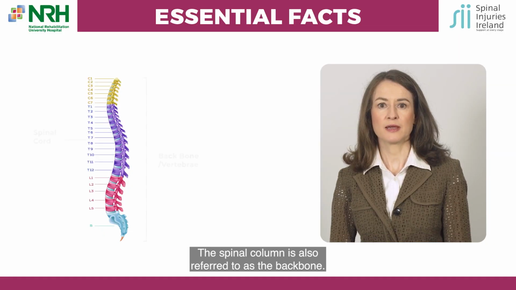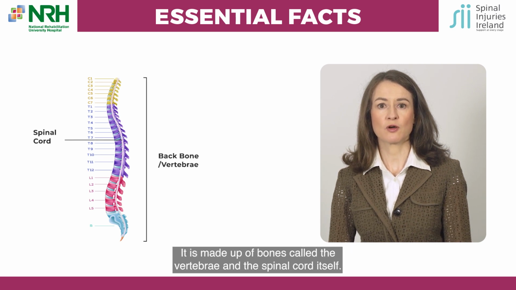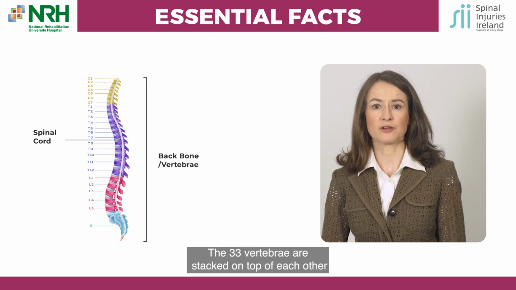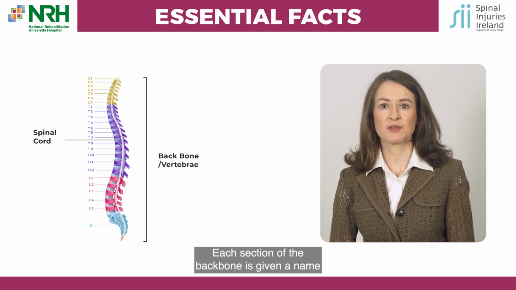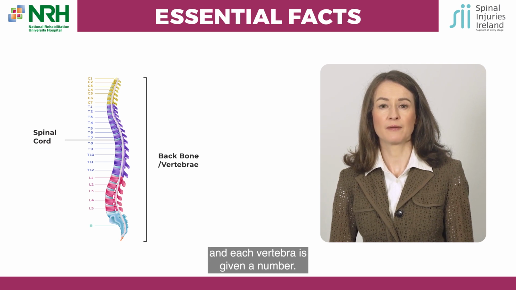The spinal column. The spinal column is also referred to as the backbone. It is made up of bones called the vertebrae and the spinal cord itself. The 33 vertebrae are stacked on top of each other to make up 4 sections of the backbone. Each section of the backbone is given a name and each vertebra is given a number.